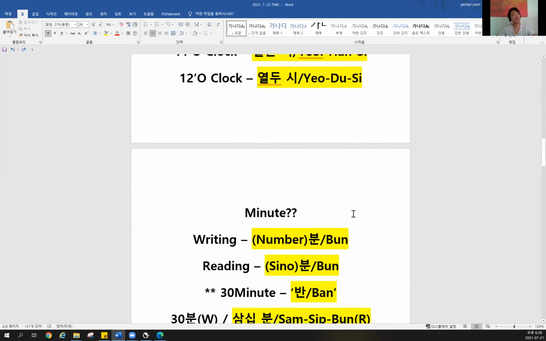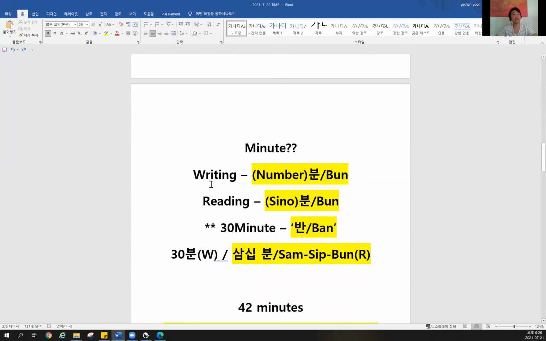How about the minutes? As I told you before, writing can be written down with a number and 분. But don't forget, guys, reading is going to be the Sino version. Do you guys remember what the Sino version is? Sino is based on the Chinese pronunciation. So 1, 2, 3, 4, 5, 6, 7, 8, 9, 10. You guys remember that one?